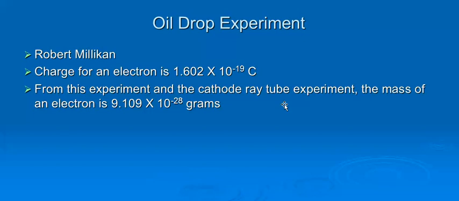The oil drop experiment was performed by Robert Millikan, and from this experiment, Robert Millikan determined the charge for an electron, 1.6 times 10 to the negative 19th coulombs, and put this together with the cathode ray. We can get the mass of an electron, 9.1 times 10 to the negative 28th grams. Electrons are by far the smallest subatomic particle.